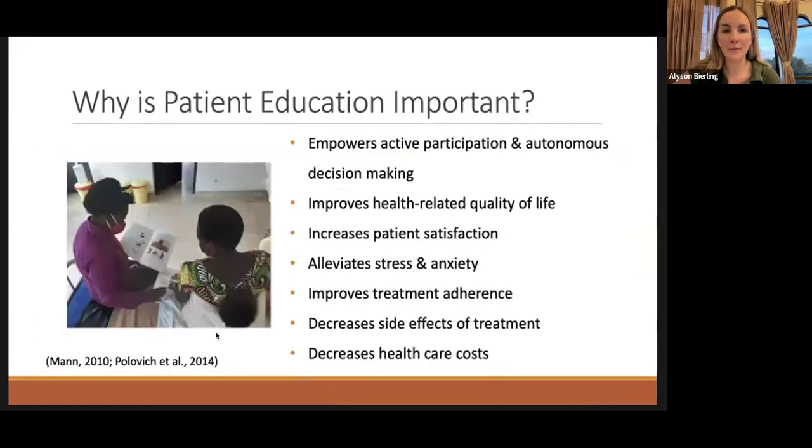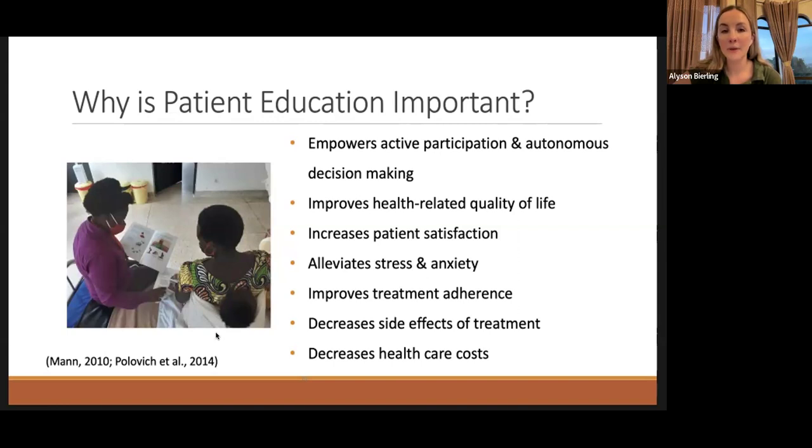Why is patient education important? Patient education empowers active participation in autonomous decision making. We want to be involving patients in their care decisions where possible. And if patients don't understand their disease and what treatment options are available, they will not be able to participate in their care decisions. So that is one important benefit of patient education, enabling that participation.